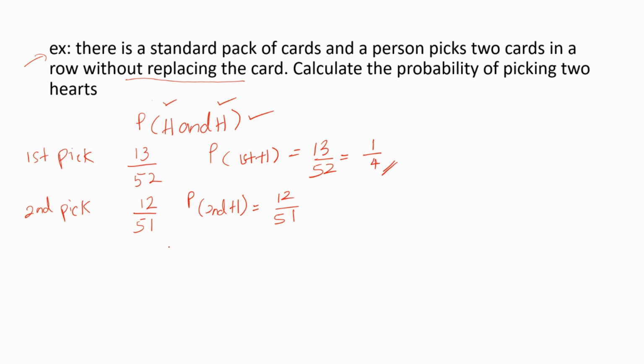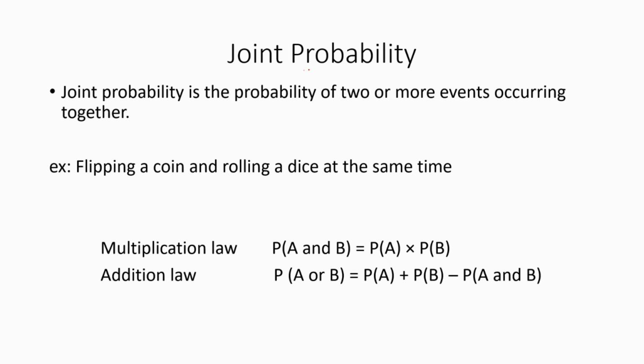So the probability of picking two hearts in a row, first and second, equals 1 over 4 multiplied by 12 over 51, which equals 1 over 17. So this is the probability of picking two hearts in a row while the first card is not being replaced. So you have to understand what the condition is and how the condition is affecting the number of outcomes. Now let's discuss joint probability.